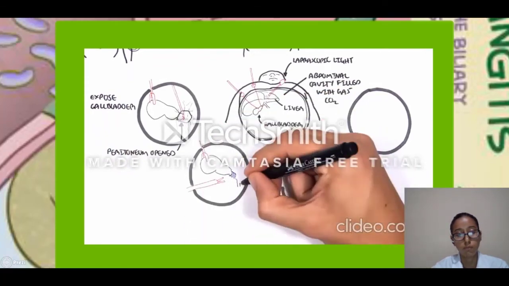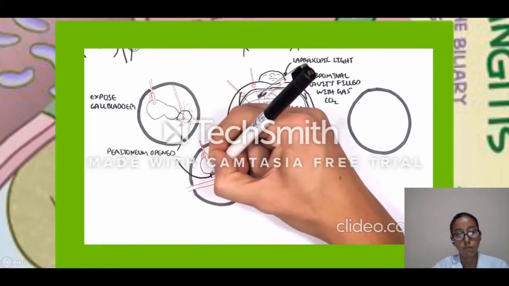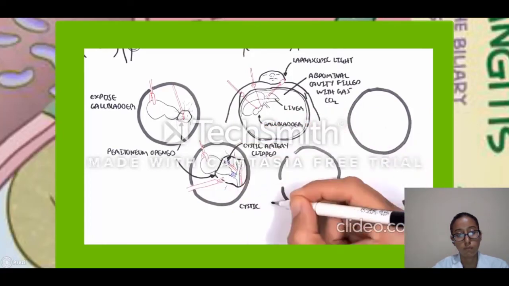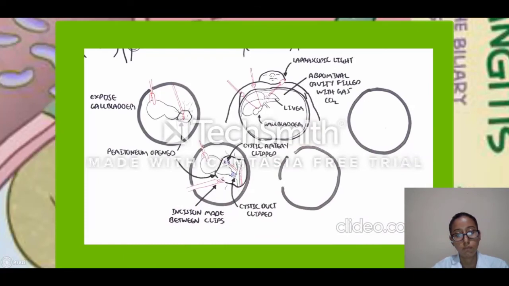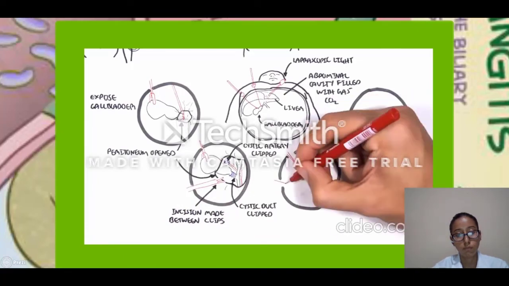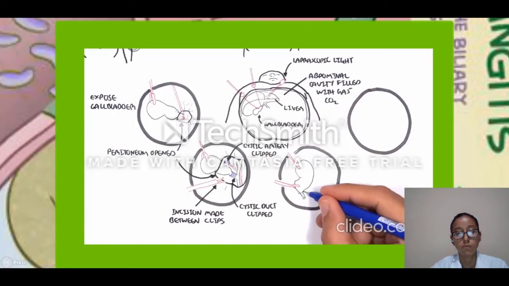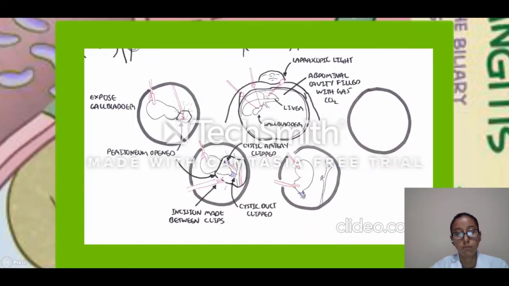When the gallbladder is exposed, the cystic artery is clipped and the cystic duct is clipped. And then incisions are made in between the clips. This is in order to prevent spillage of contents within the ducts. Once the incisions are made, the gallbladder can be safely removed. The cystic artery is clipped, and so it doesn't bleed out. And the cystic duct, remember, was clipped, and so it doesn't spill anything as well.